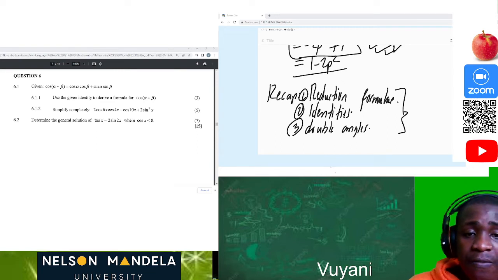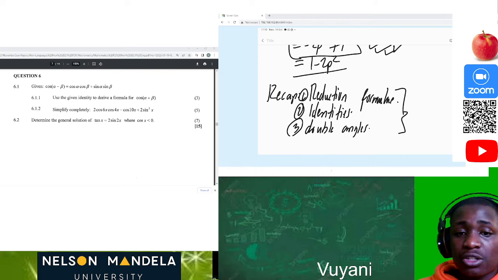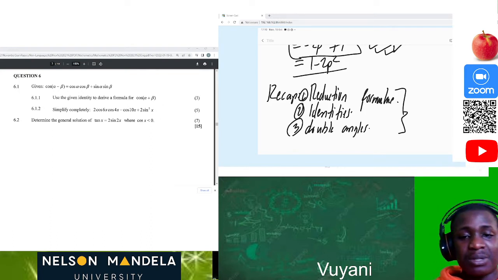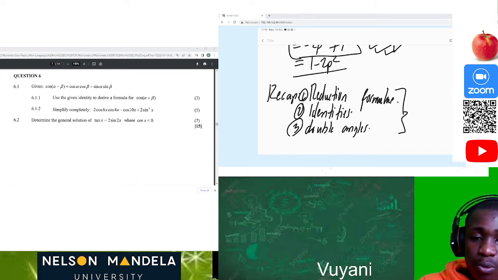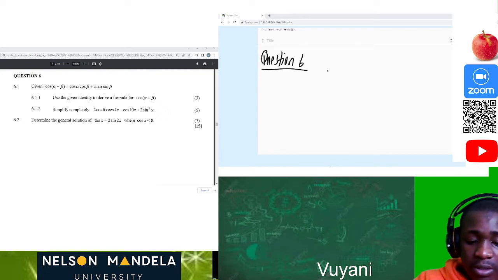Given cos of alpha minus beta is equal to cos alpha cos beta plus sine alpha times sine beta. This is compound angles. Now use the given identity to derive the formula for cos of alpha plus beta, 3 marks. So this is great. Now, how do we do that? We do this easily because this is something which we have been taught. So let's do it together so that it can be more interesting.